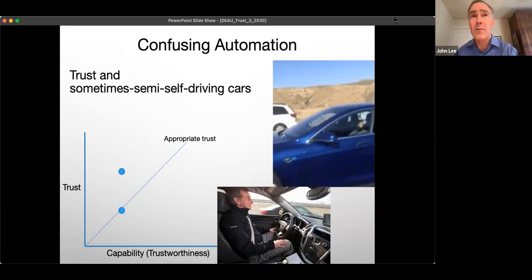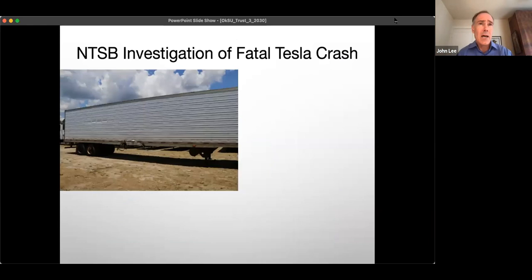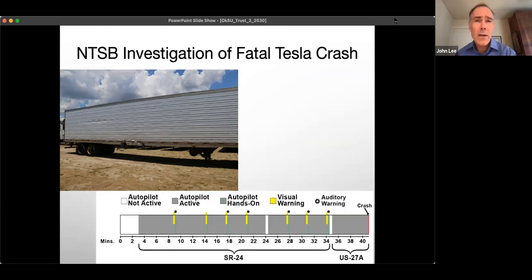So this is one of the inappropriate levels of trust that can emerge with Teslas and other very sophisticated semi-self-driving vehicles. An example of that is the NTSB investigation of a fatal Tesla crash that occurred in 2016. And sadly, the vehicle driver was not attentive to the road, went underneath this semi truck. You can see a little dents on the side of the semi, and it just took the top right off the Tesla and sadly killed the driver immediately. What happened preceding that crash is sort of fascinating.